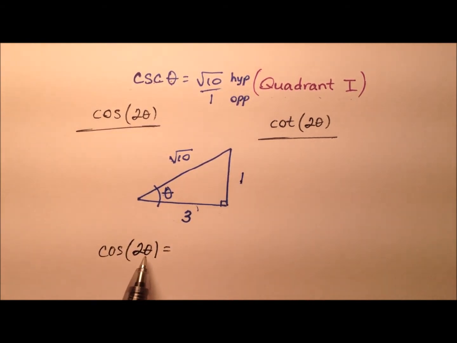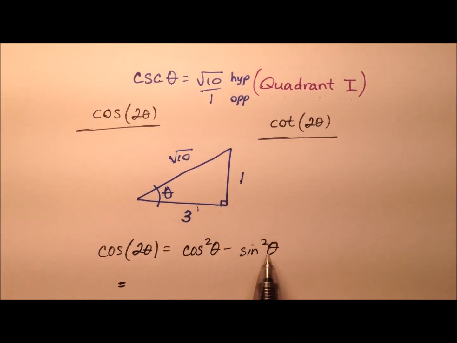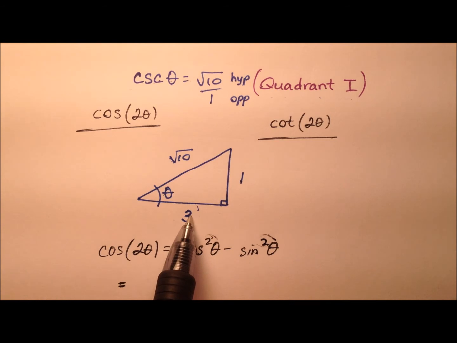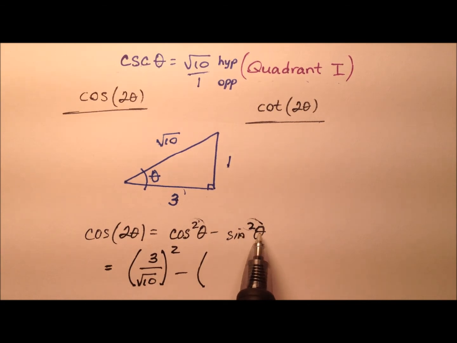And we have a nice double angle identity that we can use for cosine. There's actually a few to choose from. I'm just going to go ahead and use the cosine squared theta minus the sine squared theta. And so what this tells us we need is a couple values, one for cosine, one for sine. We're going to get them and then we're going to square them and subtract. So cosine of theta. Well, here's our theta. Cosine is adjacent over hypotenuse. So this will be 3 over the square root of 10, and we're going to square that. And from that, we will subtract, well, sine of theta squared.